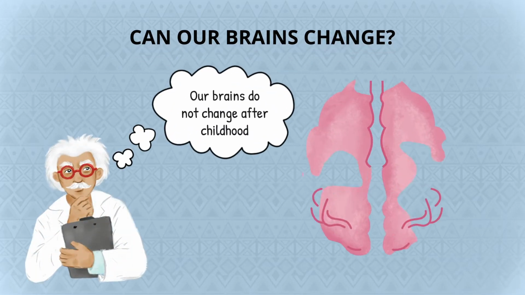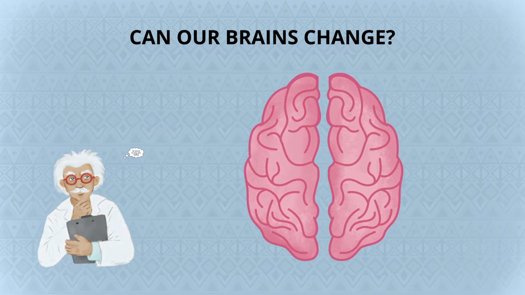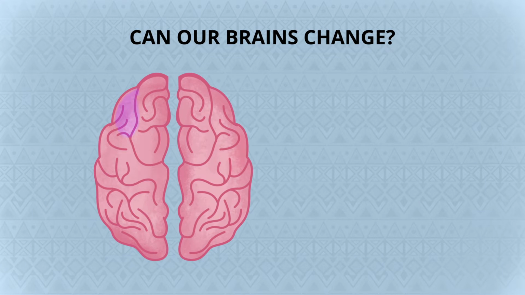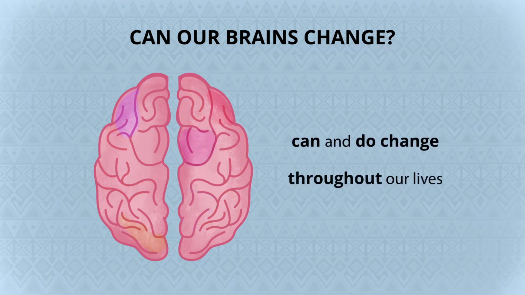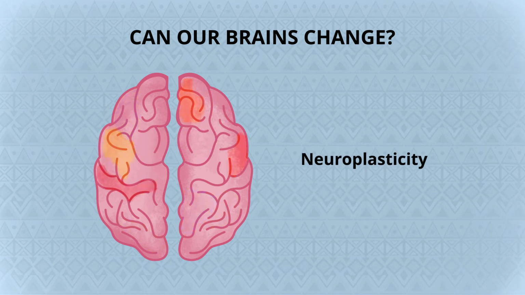Scientists used to believe that after childhood, our brains did not change. But in more recent years, it has been proved that our brains can and do change throughout our lives. This is called neuroplasticity. So, how does this work?